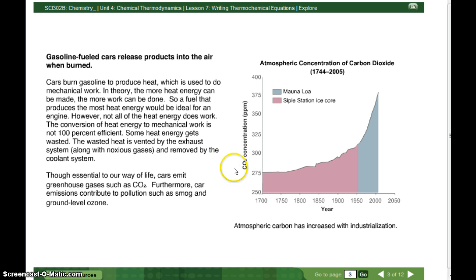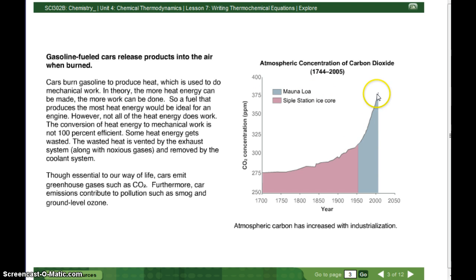If we look at our carbon dioxide concentration in parts per million, they're using an ice core sample to get data from the past. It's pretty amazing what they can get out of ice cores, like down in Antarctica or at the North Pole. They show how it's at about 275, and then it's increasing starting here in the 1850s with more industrialization. And then once we hit 1950, they're getting their data from Mauna Loa, the Hawaiian volcano.